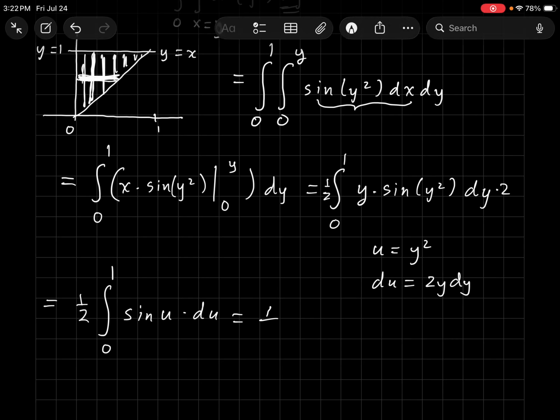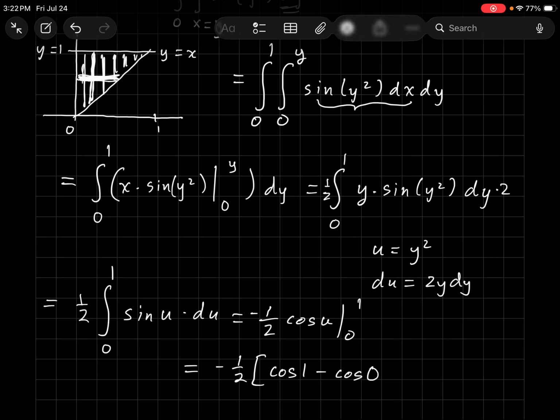Then I have 1/2 times negative cosine of u from 0 to 1, which will be negative 1/2 times the cosine of 1 minus the cosine of 0, which is 1. So we're going to get negative 1/2 times the cosine of 1 minus 1. And you can rearrange that as you desire.